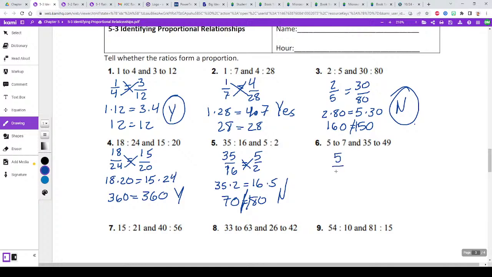Here we've got 5 to 7 equals 35 to 49. Cross multiply. 5 times 49. This will work, and some of you can already see that, but I'll finish this up here. 5 times 49 is 245, and 7 times 35 is also 245.